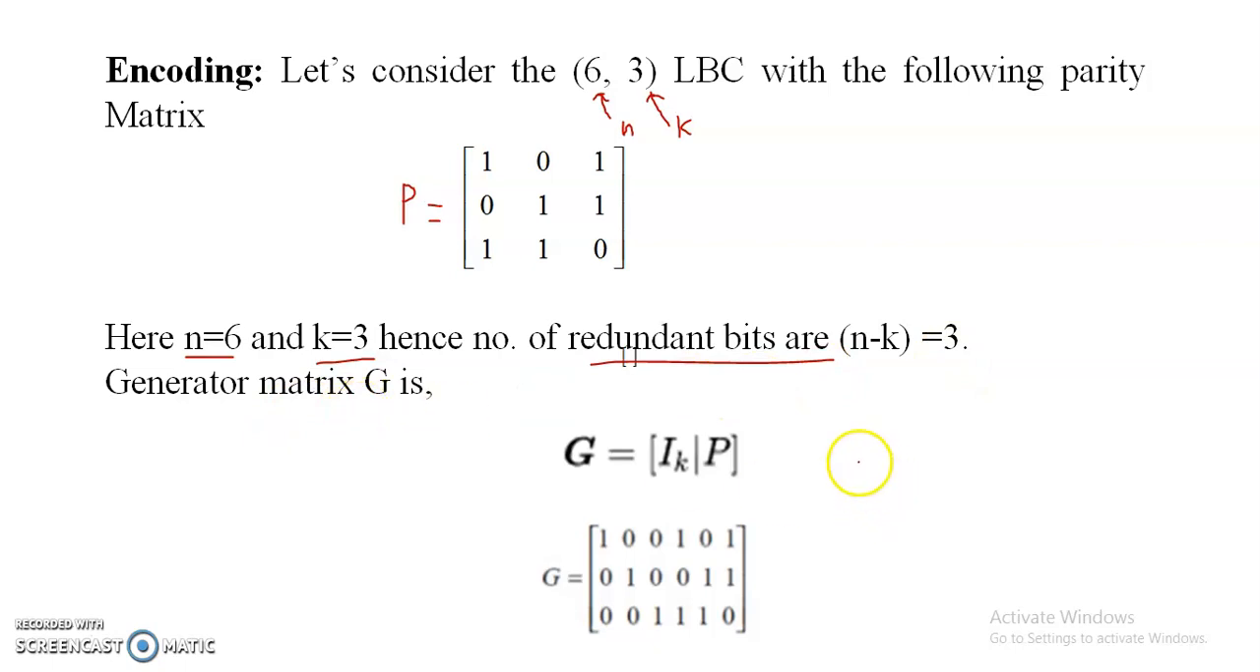The generator matrix is represented as I, the identity matrix, and the size of this identity matrix is k by k. The value of k is 3. Therefore, the identity matrix is a 3 by 3 matrix. So here it is written, this is the identity matrix, that is 1 0 0, 0 1 0, 0 0 1. And this is the parity matrix that is already given in the example.